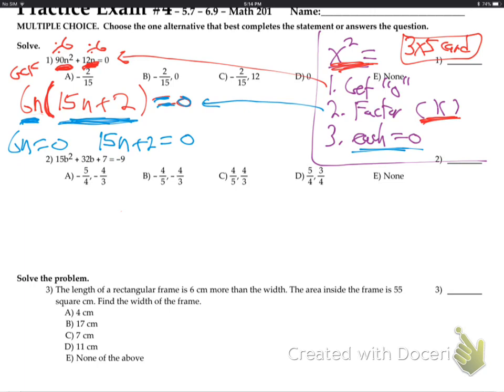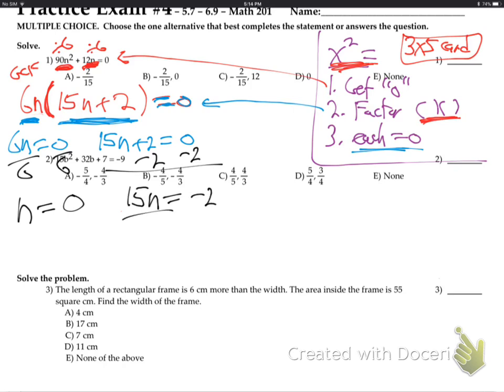So now, how do I finish solving? This one, divide by 6. n equals 0 over 6. That's just 0. This one, subtract 2 from both sides. We get 15n is negative 2. Divide by 15. Negative 2/15 and 0. There it is. Answer B. Okay, let's go on to question number 2.